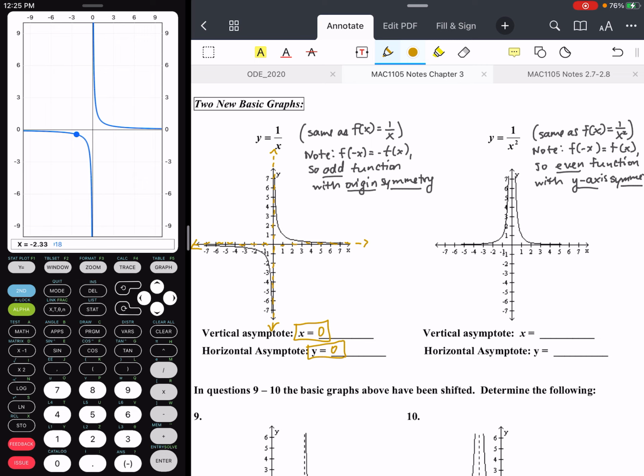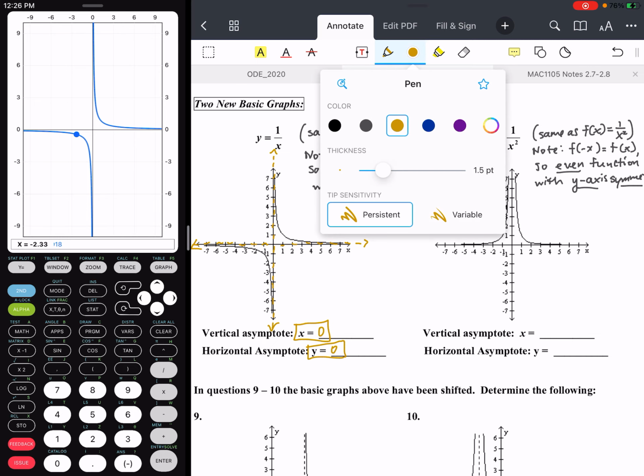Okay, so we can see this visually. Also, we could do this algebraically. Setting the denominator equal to 0 gives me x equals 0 for my vertical asymptote. For the horizontal asymptote, degree 0 numerator over degree 1 denominator. That's bottom heavy, so that's why we end up with y equals 0.